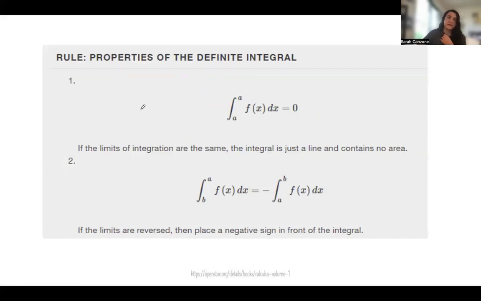All right, now we can talk a little bit more about the properties of a definite integral. We talked about the properties of sums, and we've talked about the properties of derivatives, and all of those properties work very similarly.